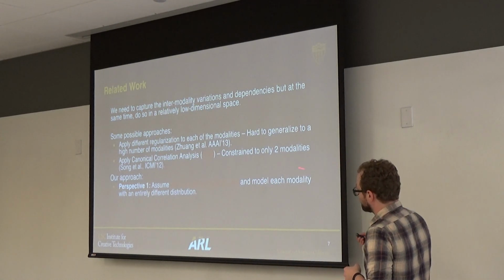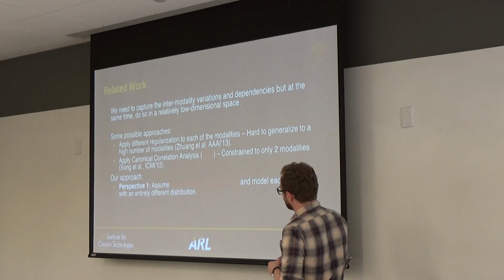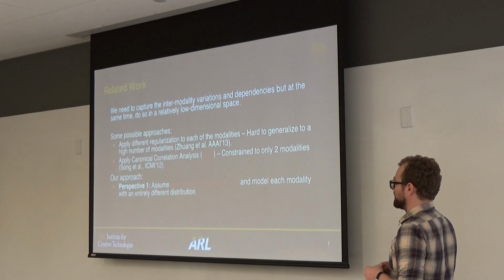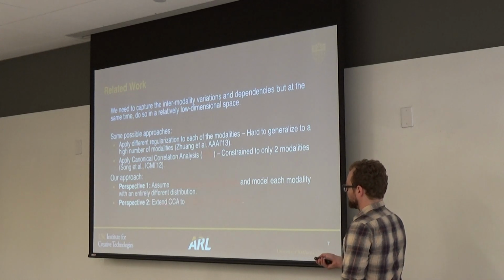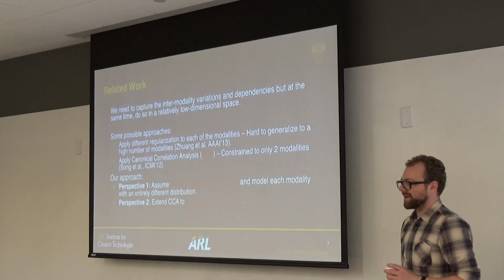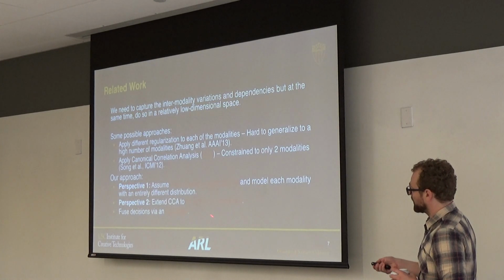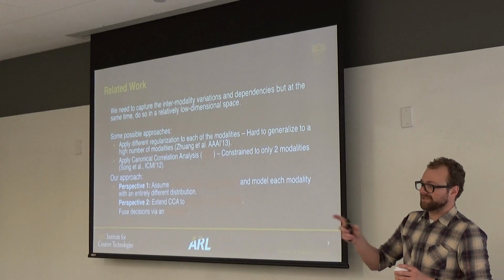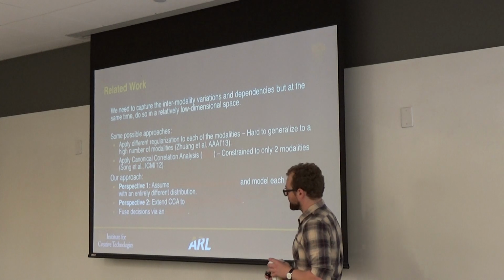So the first perspective is to assume independence, and model each modality entirely differently, with different distributions. The color is really bad, I'm so sorry. And the second one is to extend CCA to more than two modalities. So that's our approach towards the problem. And then in the end we want to fuse these two: perspective 1 and perspective 2 build an ensemble of two classifiers that create a decision.